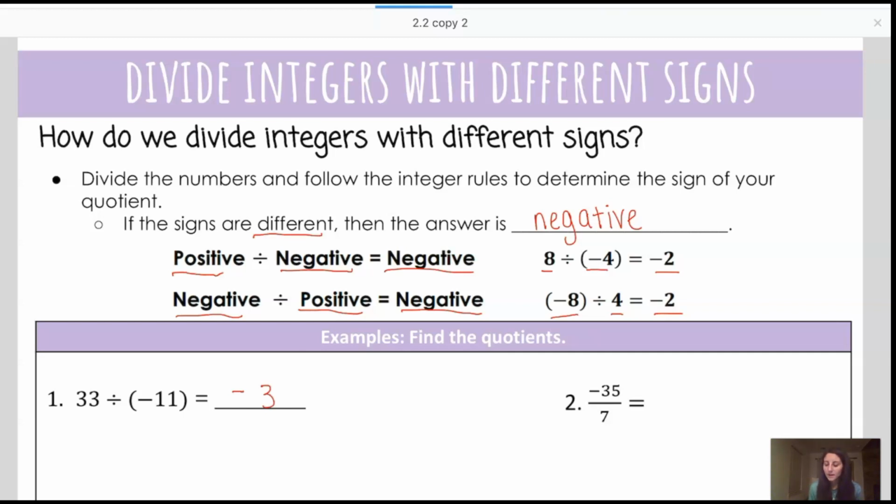Number 2 says negative 35 divided by 7. So we have a negative divided by a positive. Our signs are different, so our answer will be negative. And 35 divided by 7 is 5. So your final answer is negative 5.